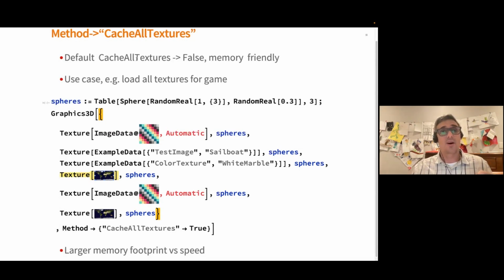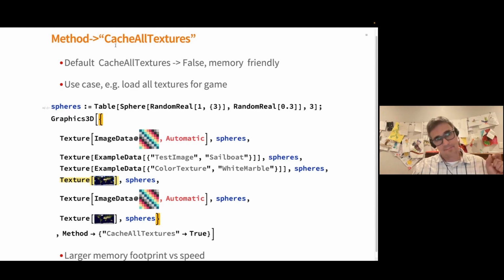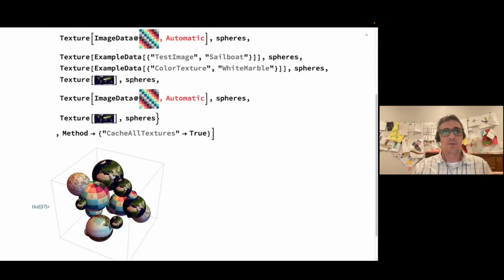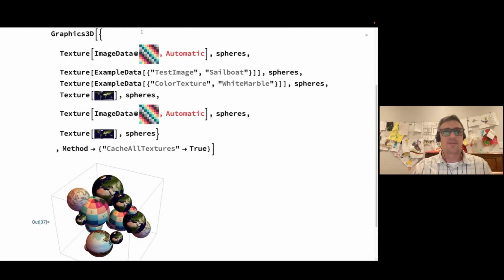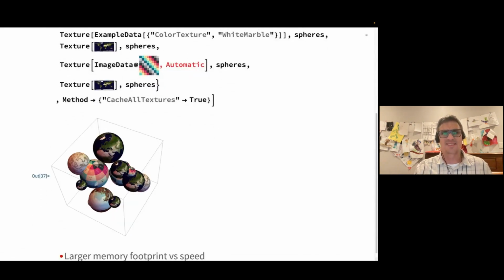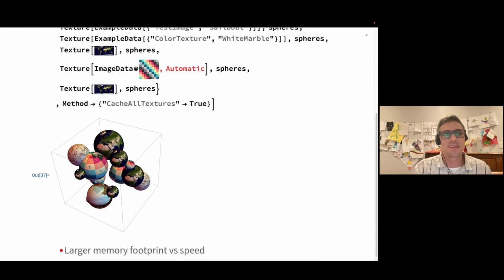But now you can override that with this cache all textures method option. And what that will do is, in a scene like this, it'll just load all the textures into memory. And then when it needs one, if it's in memory, it'll just pick it out. So here it can switch between textures and pick them up without swapping between textures. So this did show speed ups in the game. The thing to keep in mind here is there's a trade-off between the memory footprint and speed.